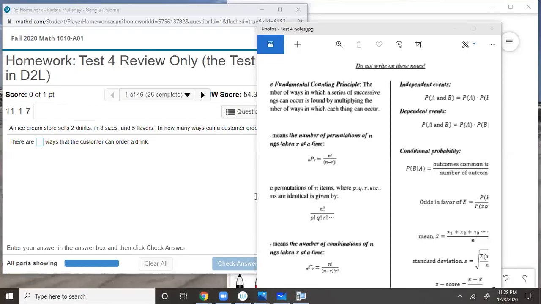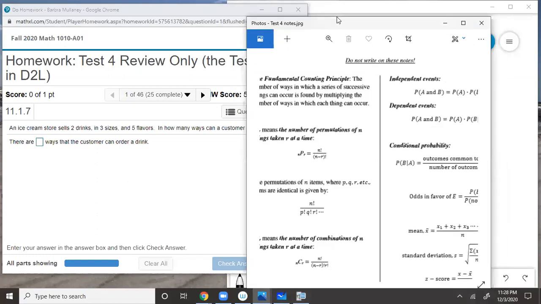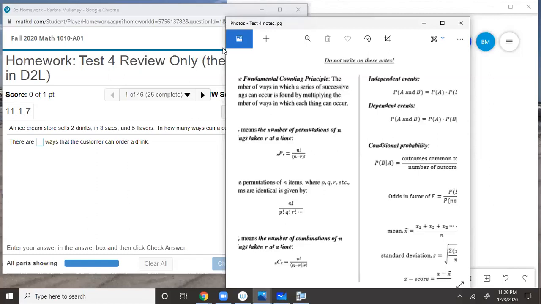Hello, today I'm going over the review for test 4 that's in my math lab, and on my screen are the test 4 notes which have the formulas that you will need, and you can have these out on your desktop while you are taking the test.